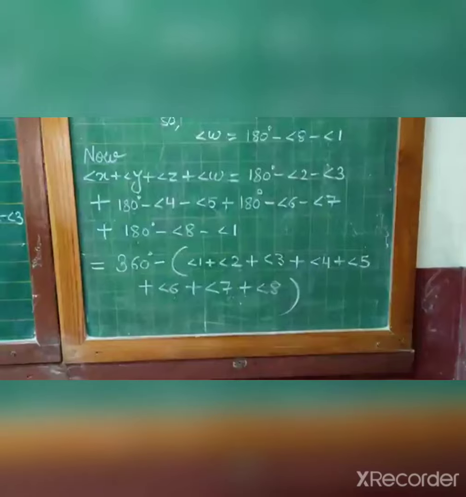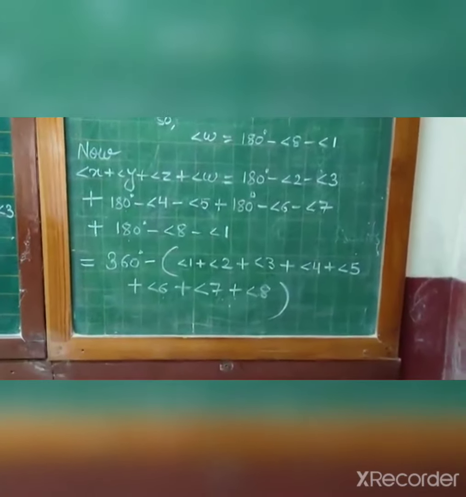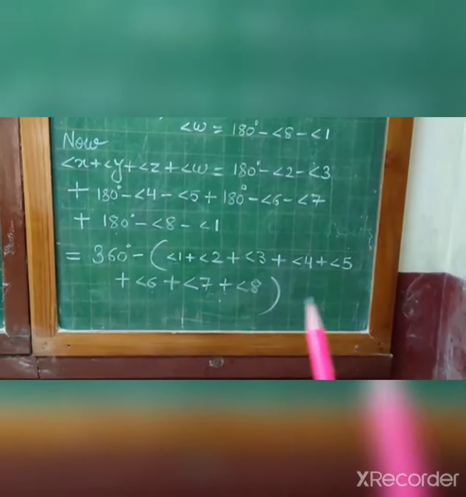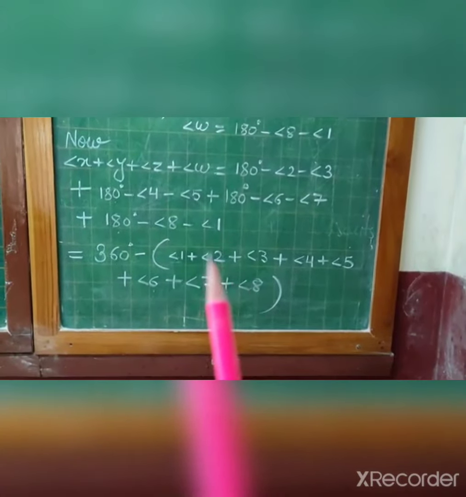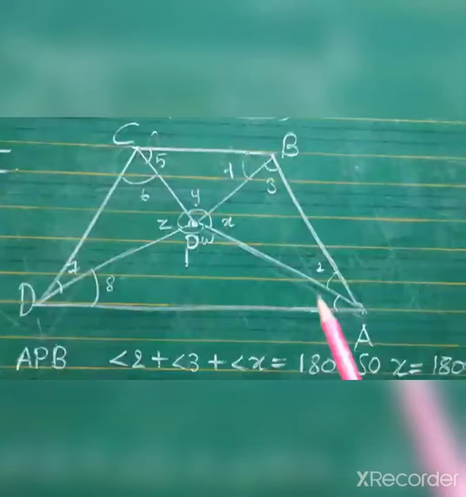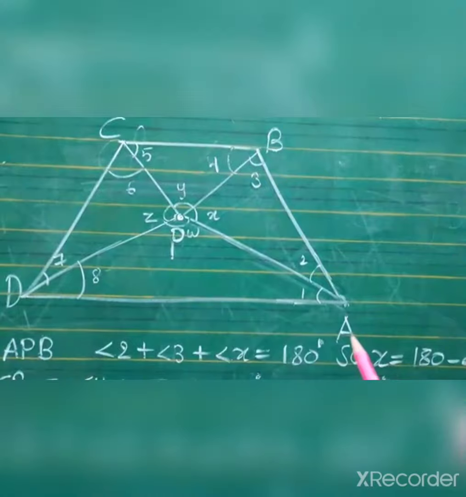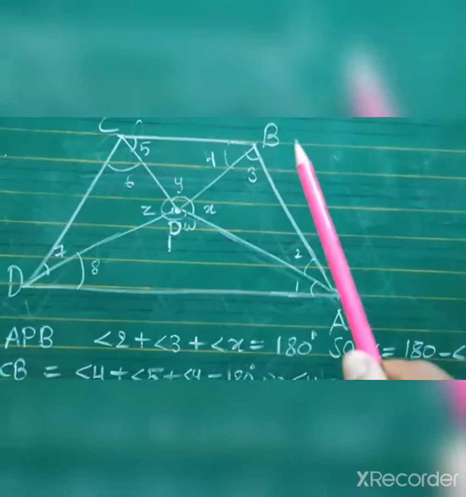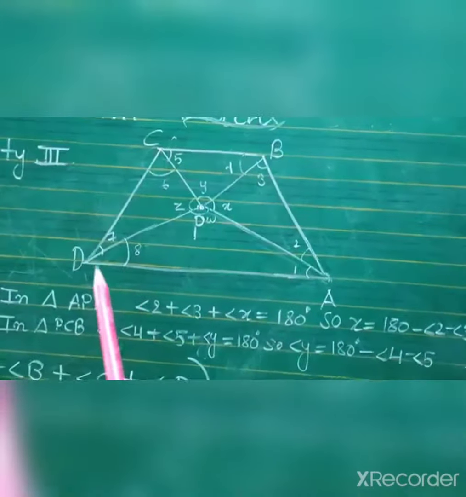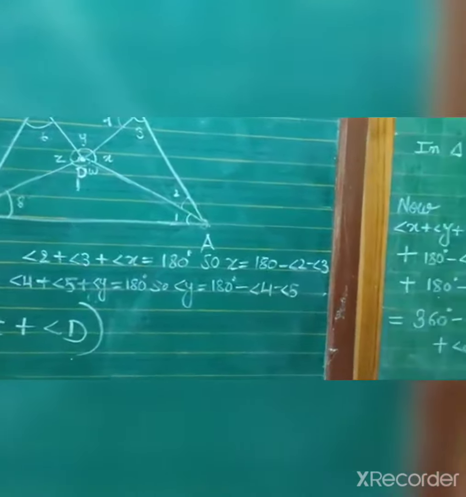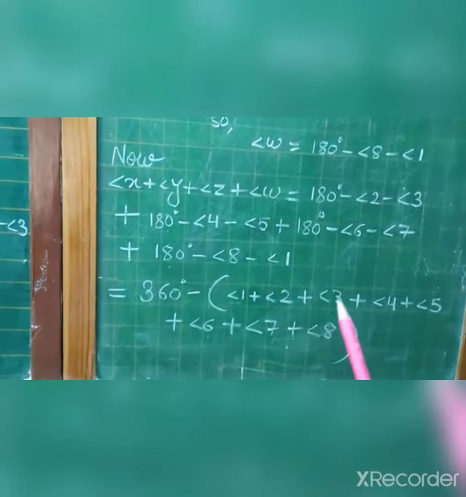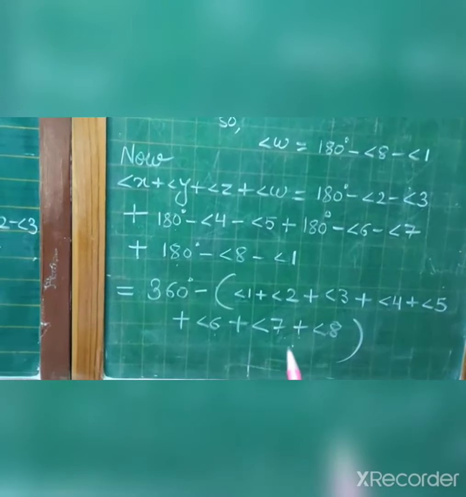Okay. One more thing children, you can arrange this also alphabetically. You can see in the quadrilateral, angle 1 plus angle 2, the name of the angle is A. Angle 3 and 4 is B. Angle 5 and 6 is C. Angle 7 and 8 is D. So in place of angle 1 and 2, angle A; 3, 4, B; 5, 6, C; and 7, 8, D.